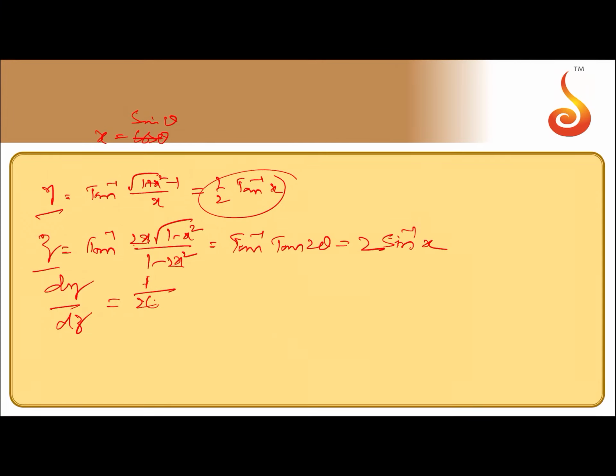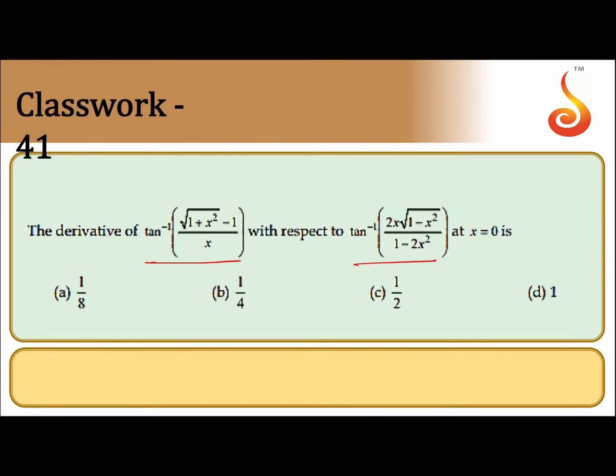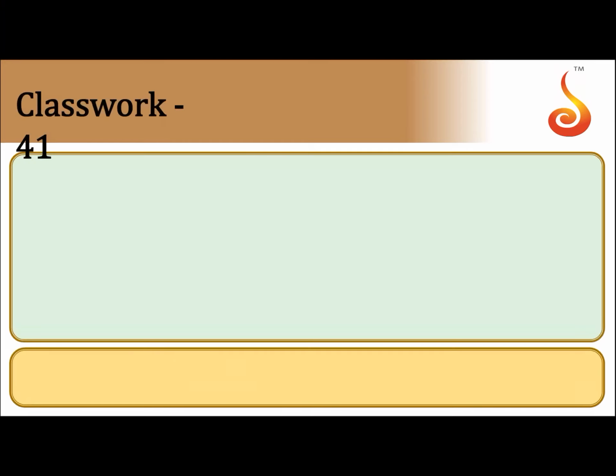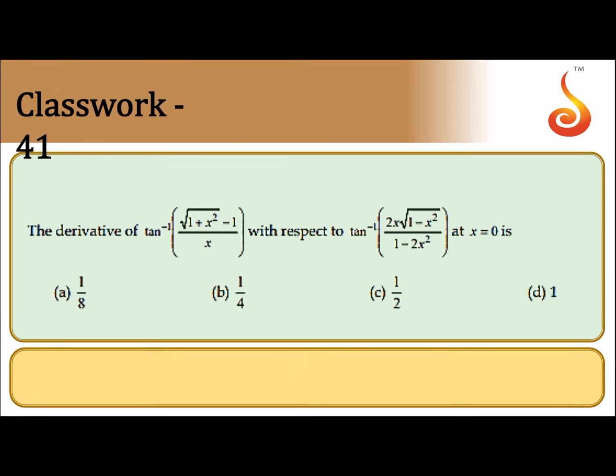So I hope you'll be getting 1 by 2 times 1 plus x square divided by 2 divided by root of 1 minus x square, and you would like to calculate the value at x equals 0. X equals 0 means 1 by 2 divided by 2, and that is equal to 1 by 4 is the answer. So 1 by 4, B option.